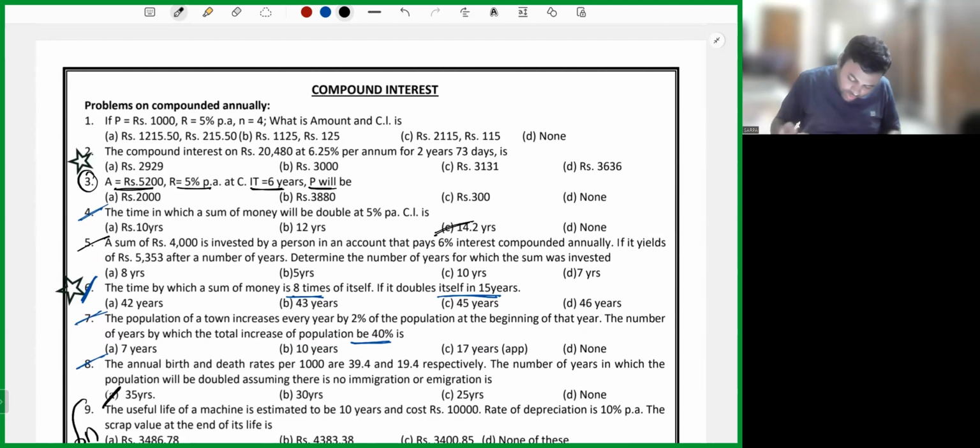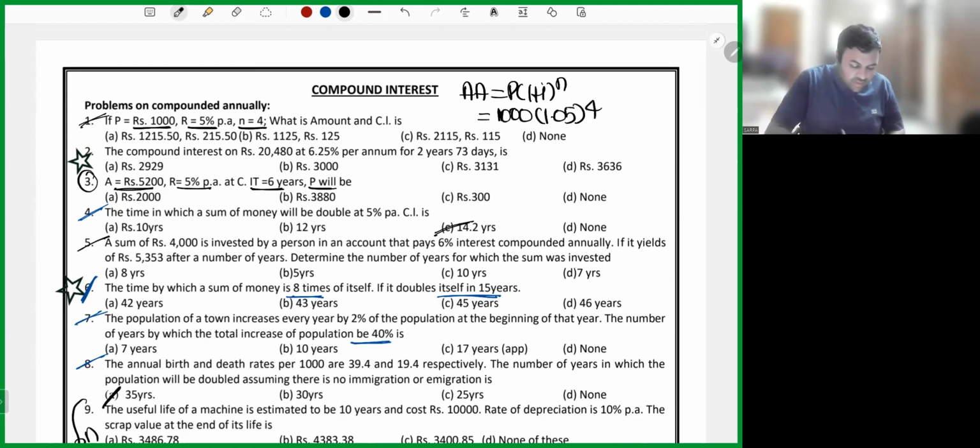Question number 1, I'll do it in the calculator itself. Principal is 10,000. Rate of interest is 5%. Time period is 4 years. What is the amount and compound interest? Now, what will be the accumulated amount, my dear friends? P into 1 plus I whole power n. So 1000 into 1.05 whole power 4.